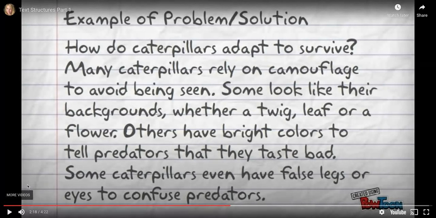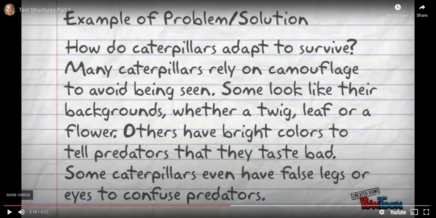And here's an example of a paragraph organized as a problem and solution text structure. How do caterpillars adapt to survive? So right away, we know that if they have to survive, that's a challenge. So we already identified problem and solution.